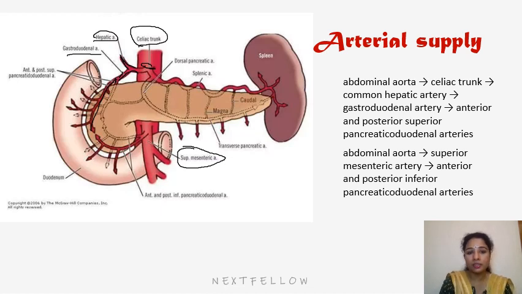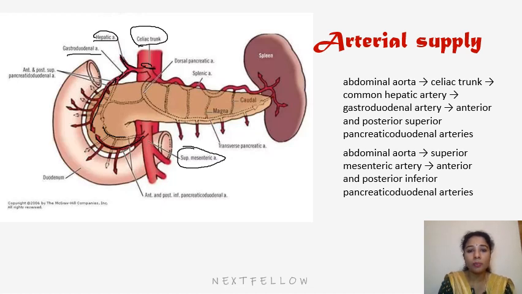Next, from the superior mesenteric artery, the abdominal aorta gives rise to the superior mesenteric artery. We can see here the superior mesenteric artery gives rise to the anterior inferior pancreatico-duodenal artery, and the dotted one is the posterior inferior pancreatico-duodenal artery, which supply the pancreas. Apart from the anterior and posterior inferior arteries which supply the head and neck of the pancreas, the dorsal pancreatic artery supplies the body and tail.